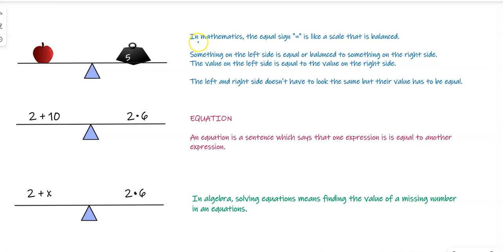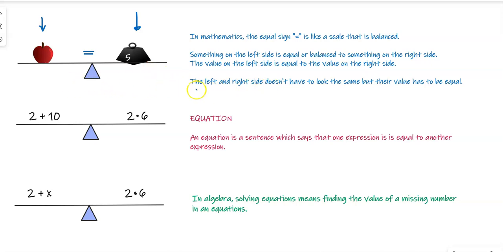In mathematics, the equal sign is like a scale that is balanced. So what is on the left side is equal, or balanced, to what is on the right side. The value that we have on the left side is equal to the value that we have on the right side. So the weight of this apple on the left side is the same as the weight that we have on the right side of this scale.